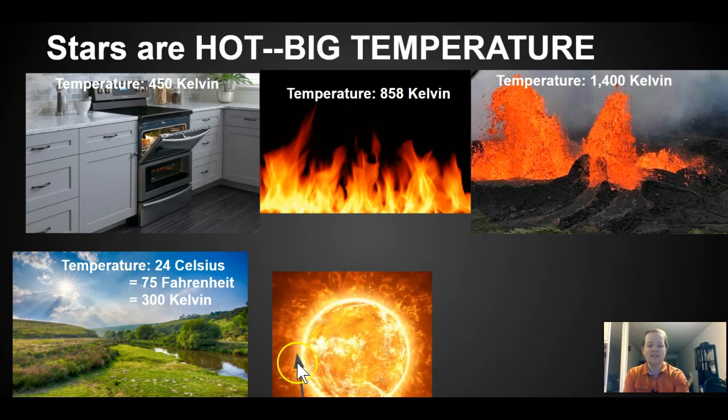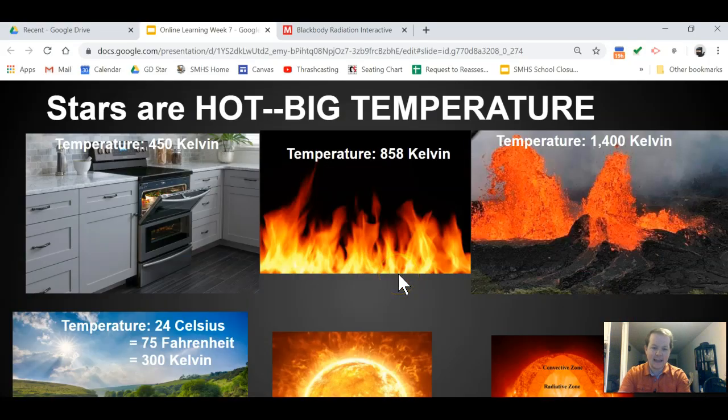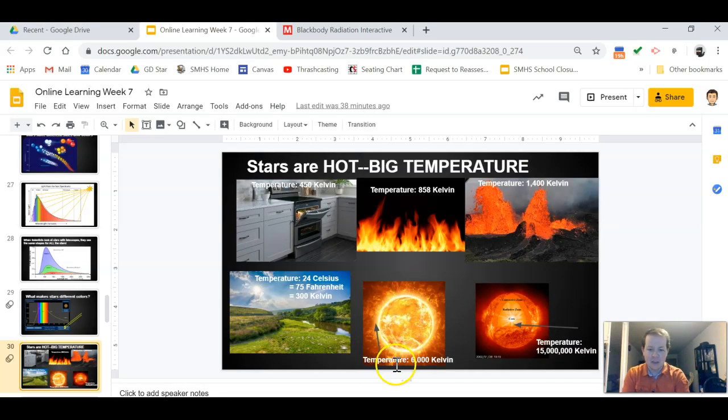The surface of the sun, not 1,000. The surface of the sun is 6,000 Kelvin. Oh my goodness, 6,000 Kelvin. And, sorry, Mr. Thrasher kind of has this cut off a little bit. There we go. So there we see the surface of the sun, 6,000. But inside the sun, that's 15 million.